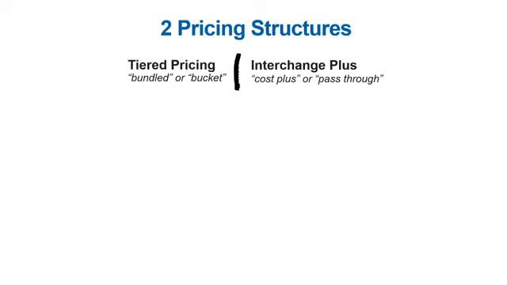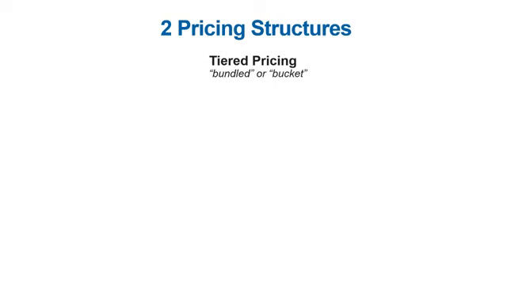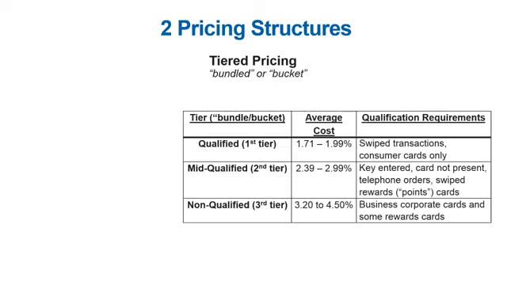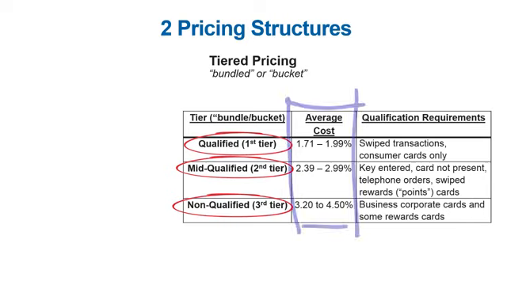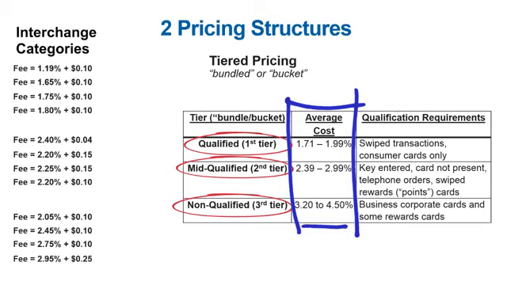Your choices are tiered pricing or interchange plus. Tiered pricing takes hundreds of interchange categories and lumps them into bundles or buckets. The three common tiers are qualified, mid-qualified, and non-qualified, and as you can see from the chart, the rates increase as you move from qualified to non-qualified. Each of these tiers is set and assigned a specific rate by the processing company and can vary from one provider to the next. In fact, they often do.